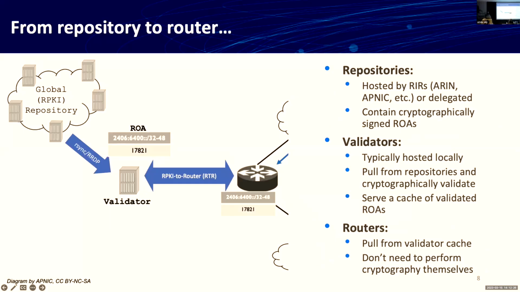Okay, RPKI architecture. So just what I was talking about. We have repositories, validators, and routers, and that's essentially the three components we need. The routers pull from the validator cache, which is generally accessible over a trusted local network connection. So they don't need to perform the cryptographic verification themselves.